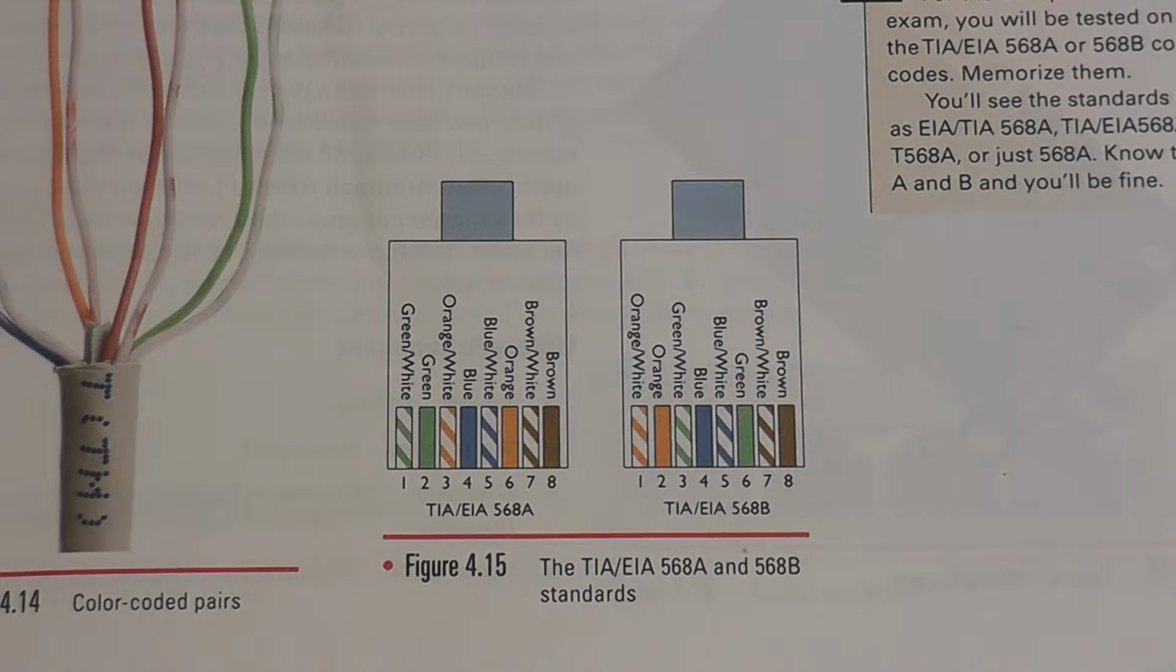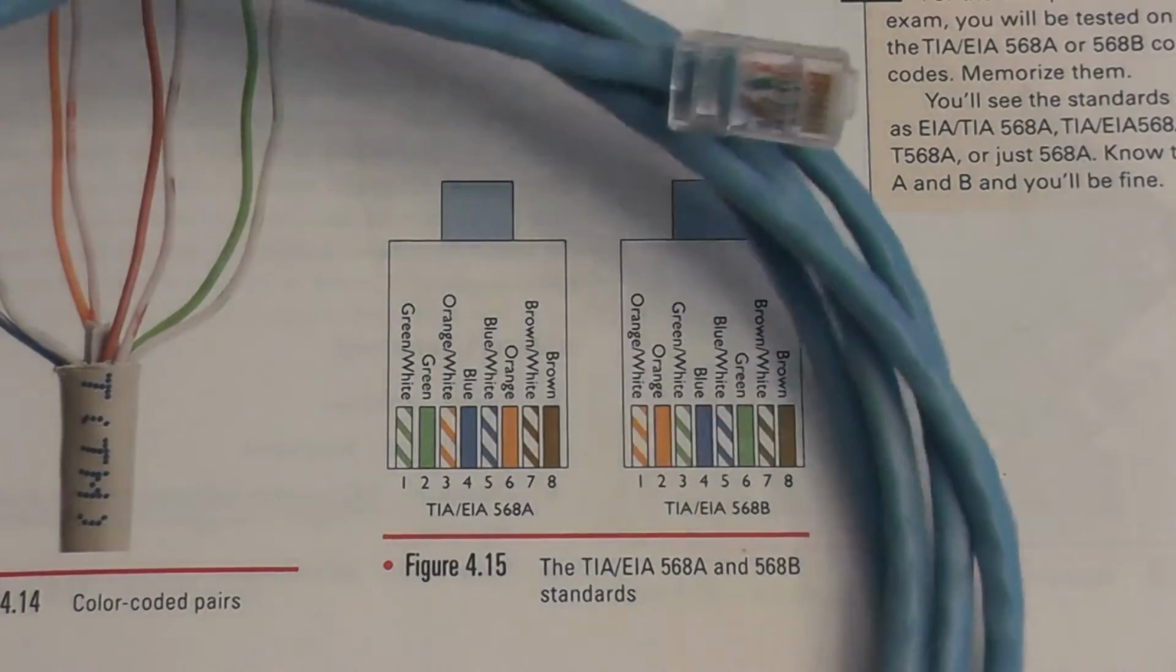Well, the orange and the green pair are reversed, right? It's the orange-white pair, or the orange pair with the orange-white, right? Orange, orange-white. That's on pins 1 and 2. And the green pair on pins 3 and 6. Okay.